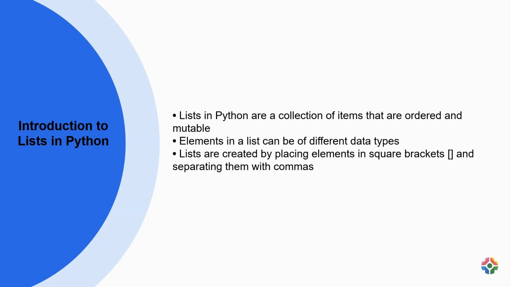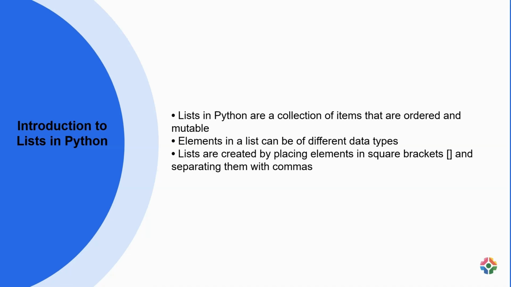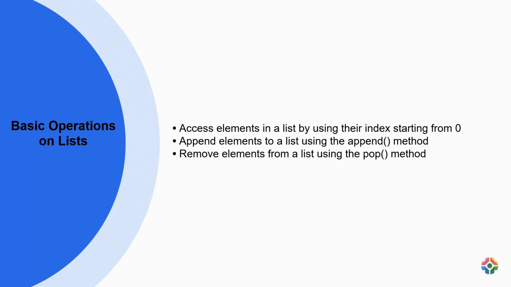For example, a list of integers could be written as [1, 2, 3], whereas a list with strings could be [apple, banana, orange]. The ability to modify lists, also known as mutability, lends flexibility in various programming scenarios. To access elements in a list based on their index starting from 0, utilize the indexing system. For example, to access the first element in a list mylist, use mylist[0].